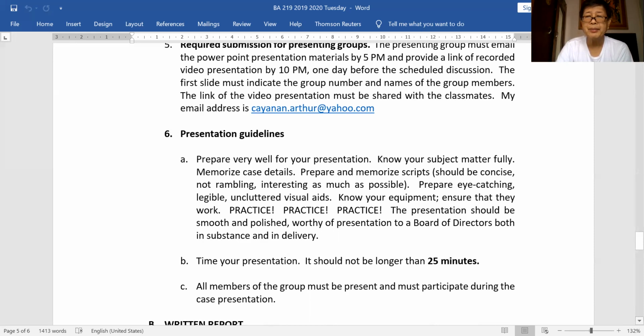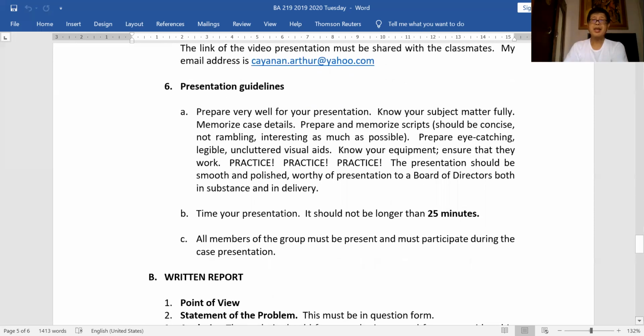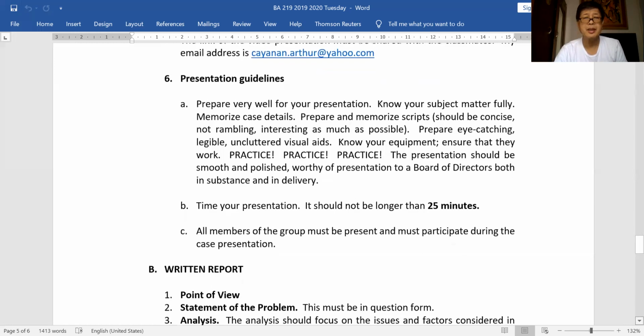Take note also, I'm setting a maximum of 25 minutes for your presentation because I don't want you to talk too long. I want you to plan also what you're going to present. So I'm giving you a maximum of 25 minutes for those recorded presentations. And take note of the last requirement for presentation. All members of the group must be present and must participate during the case presentations. So you must be present during the presentations, right?